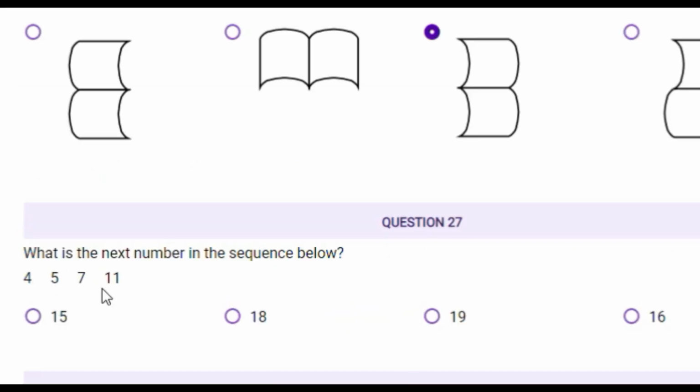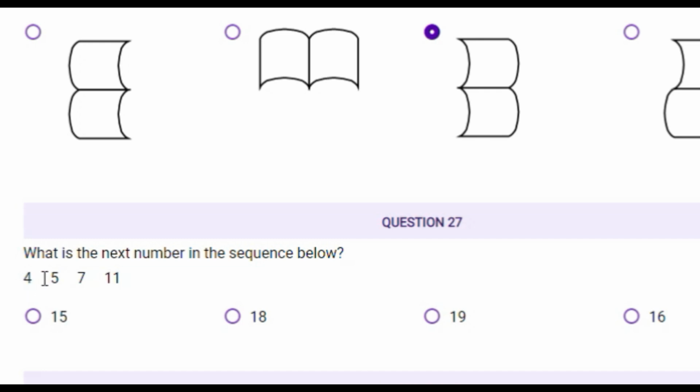Question 27. What is the next number in the sequence below? 4, 5, 7, 11. Options. Option A, 15. Option B, 18. Option C, 19. Option D, 16. Correct answer, option C, 19.